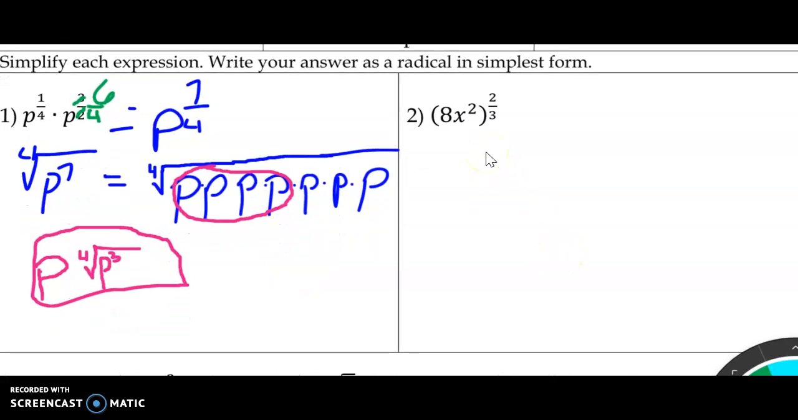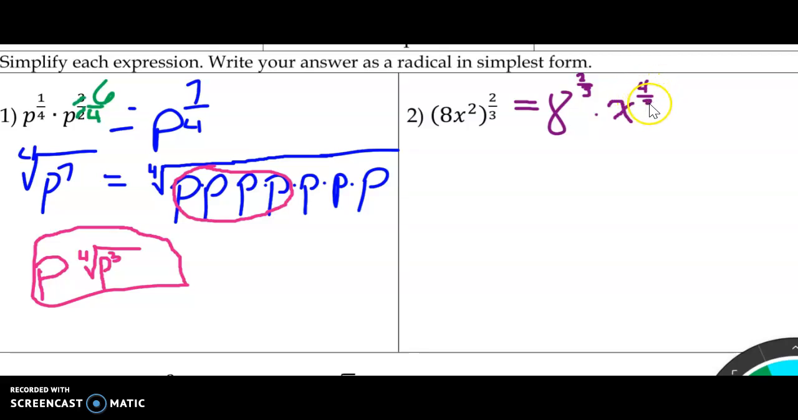So 8x squared, and then all of that raised to the 2/3 power. So here we're going to use the power rule. So step 1 in the power rule is we will raise our coefficient 8 to the 2/3 power. Let's see, 8 raised to the 2/3 power. And I didn't write that very nicely, so let me go back and try again. Okay, and then we're multiplying our exponents here, so 2 times 2/3, x to the 4/3 power.